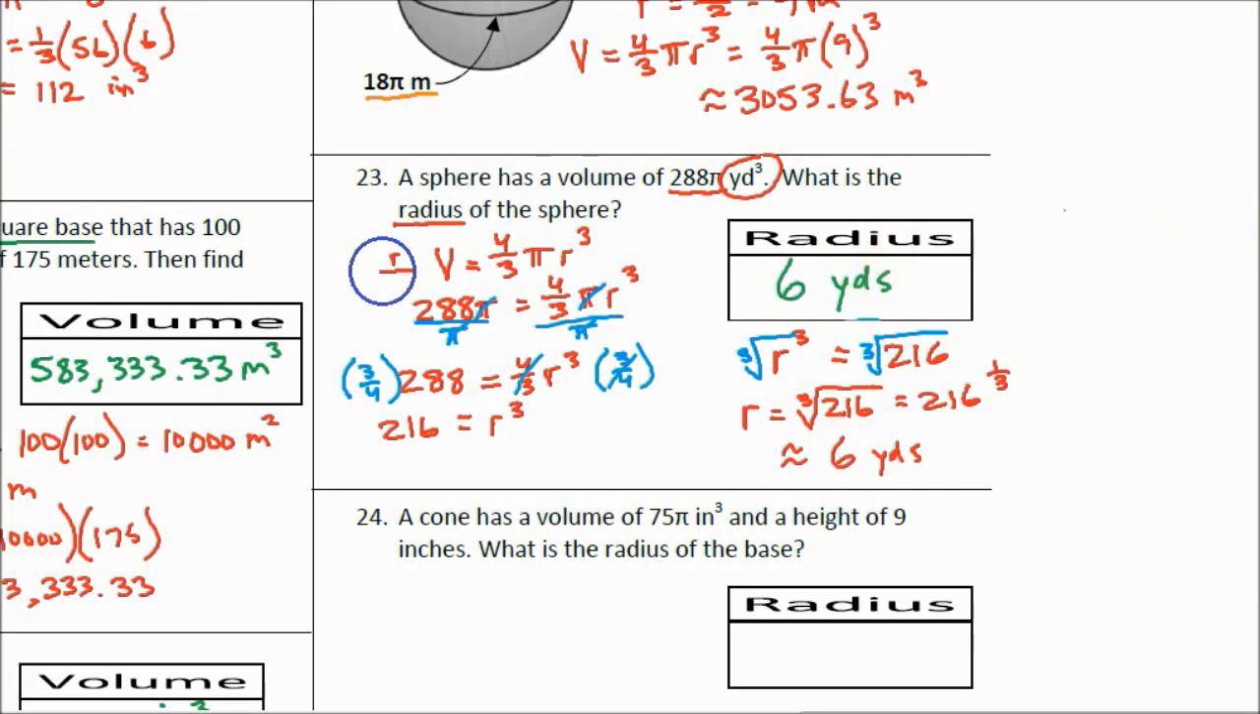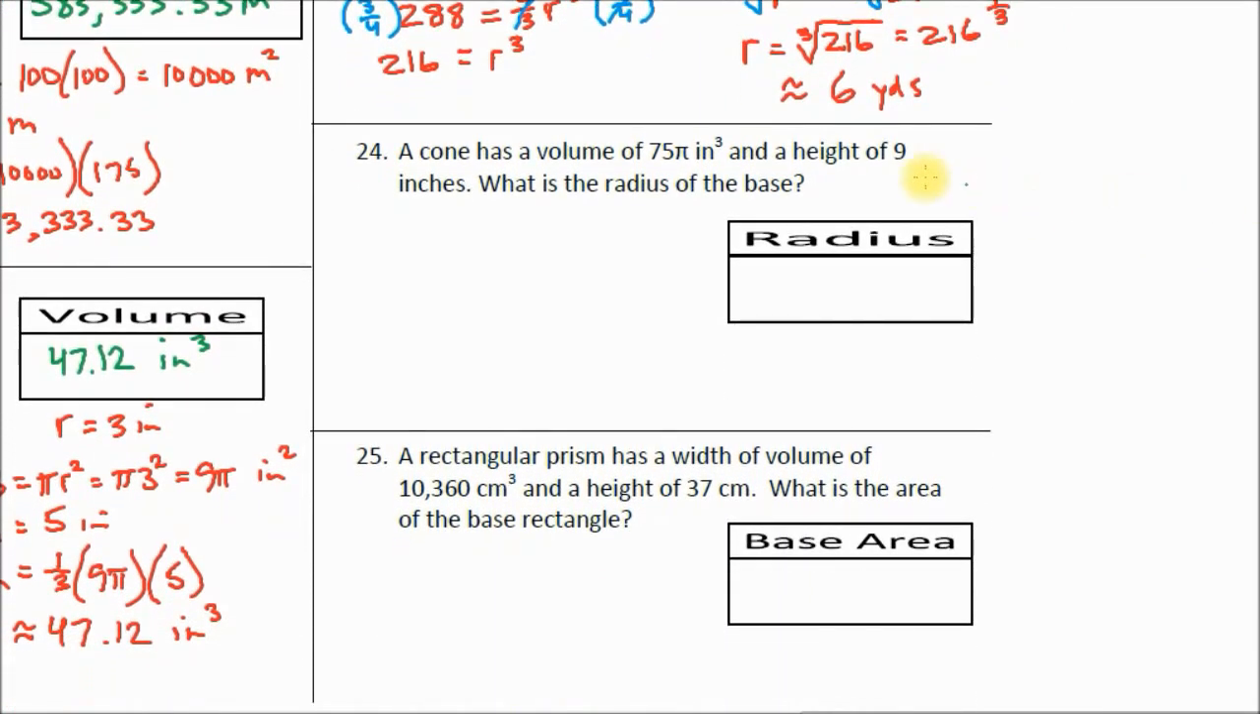So our final answer is the radius is 6 yards. Question number 24. A cone has a volume of 75 pi inches cubed and a height of 7 inches. What is the radius of the base? So we know this is a cone, class. We know our volume for a cone is 1/3 times the base area times the height. We know our volume is 75 pi. And we know that our height is 9 inches.